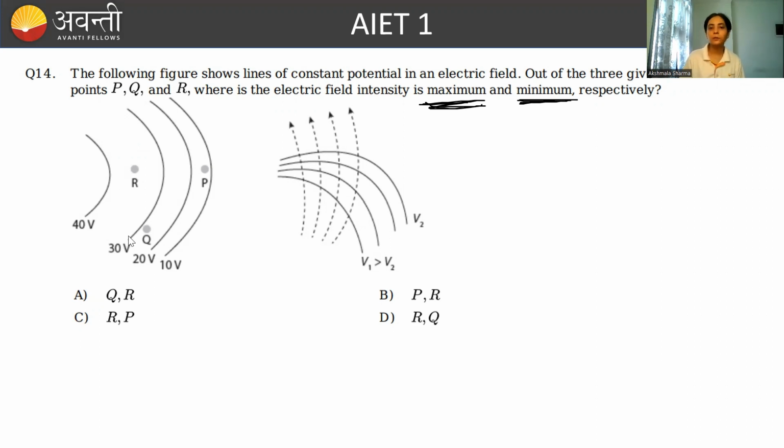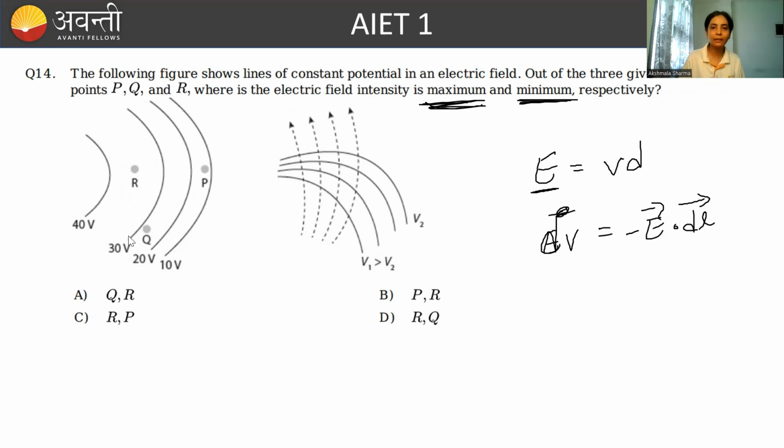कैसे करोगे? You all know one formula, that is E equal to V by d, है ना? जैसे main formula क्या है? dV equal to minus E dot dl. तो मैंने यहाँ पे क्या किया, सिर्फ मैग्नीट्यूड वाइज लिखा है. सॉरी, मैंने फॉर्मूला गलत लिखा है, सॉरी.